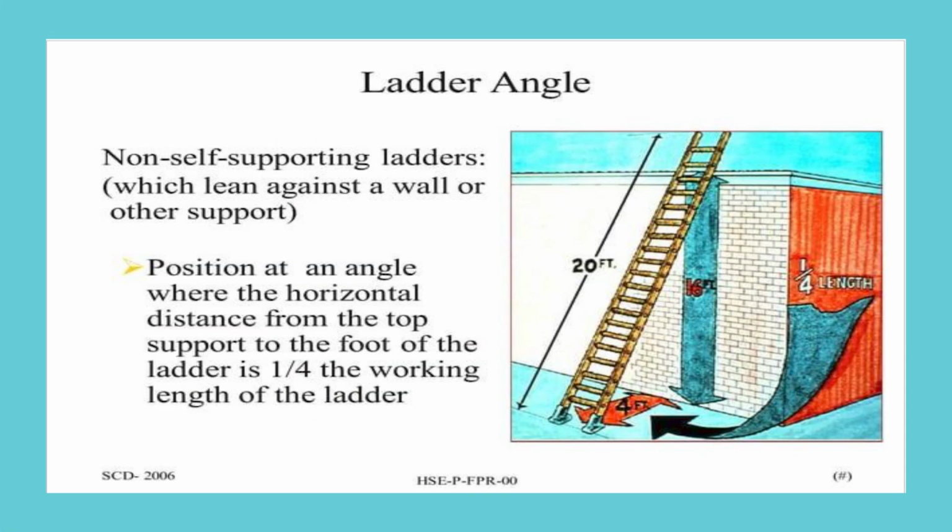Now, we discuss ladder angles. Non-self-supporting ladders lean against a wall or other support. Position at an angle where the horizontal distance from the top support to the foot of the ladder is 1/4 of the working length of the ladder. Ladder rail extension. When using a portable ladder for access to an upper landing surface, the side rail must extend at least 3 feet above the upper landing surface.